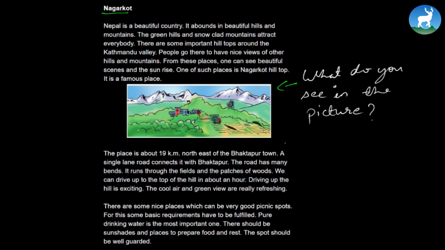There are some nice places which can be very good picnic spots. For this, some basic requirements have to be fulfilled. Pure drinking water is the most important one. There should be shades and places to prepare food and rest. The spots should be well guarded. So this is a very short and sweet passage about Nagarkot. It's one of the hill stations on the outskirts of Kathmandu, and like the passage described, it's beautiful, of course.